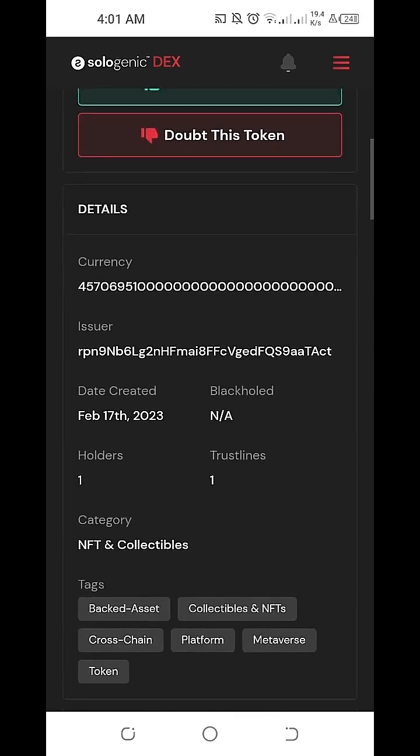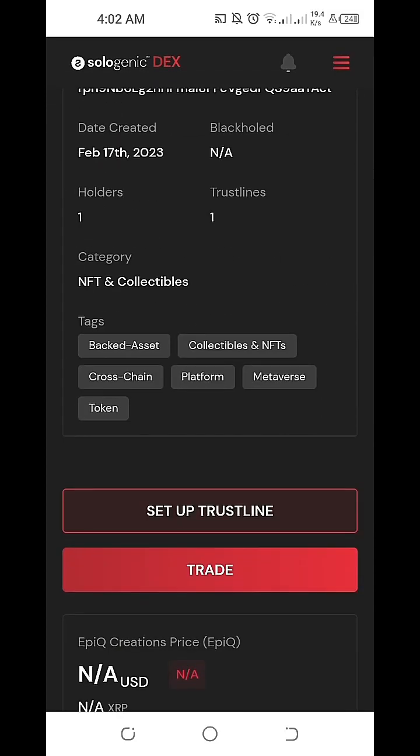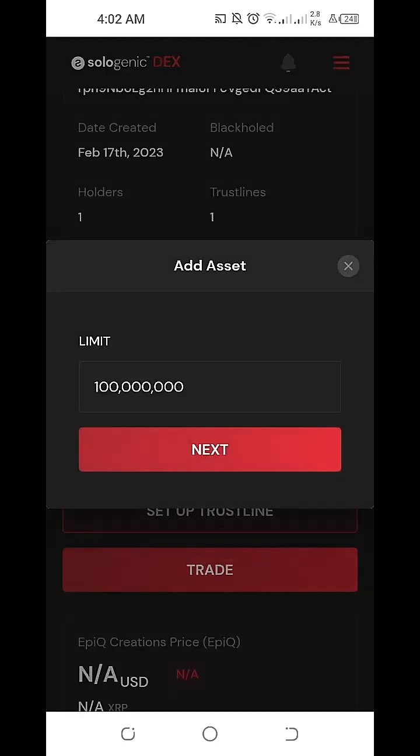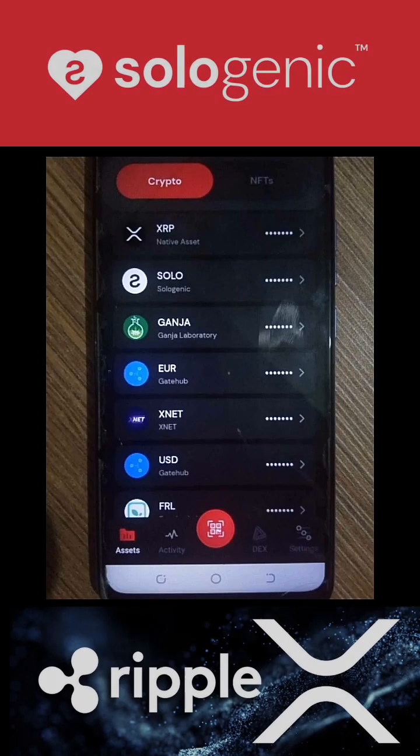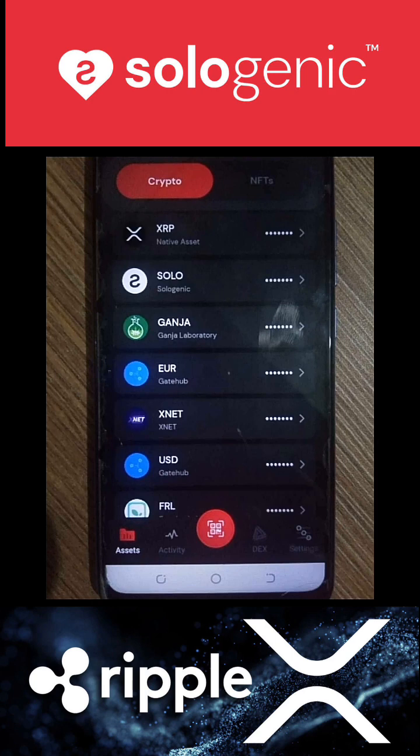Okay, what we have here is an option to set up the trust line. Okay, so if we're going to set up the trust line, normally by default, as you can see here, the limit amount or the edit limit amount is only set to 100 million per token. Okay, that's by default, when we set up the trust line.